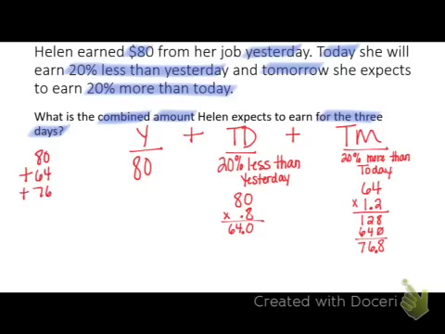So to get the combined amount, you will take yesterday, which was $80, today, which was $64, and tomorrow, which was $76.80, and add them all together. So this leaves us with 80 cents and 9, 15, 22. So that leaves us with $220.80 overall of earnings in 3 days.